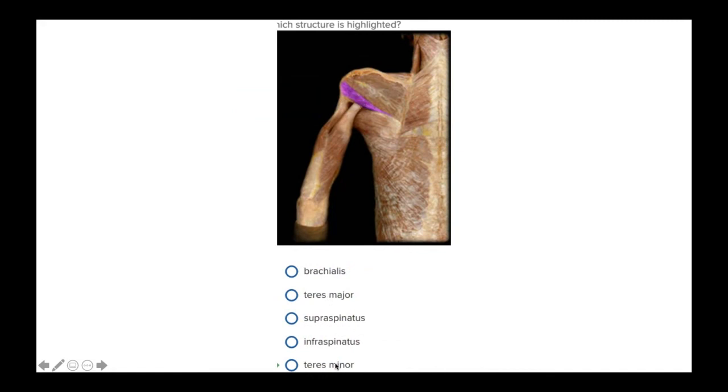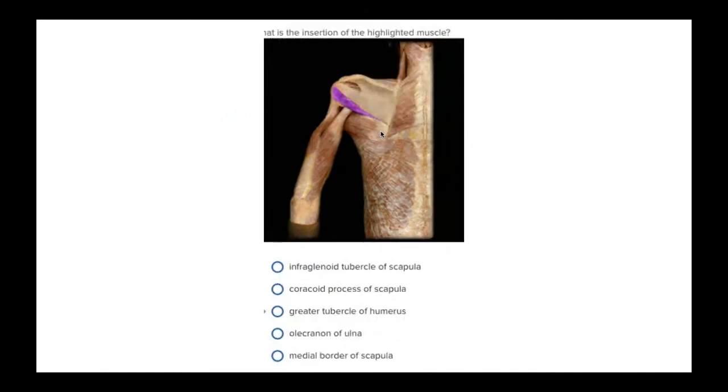So this one highlighted in purple is Teres Minor. If it was this one down more inferior, Teres Major. They're antagonistic, by the way, in action. So Teres Minor is an external rotator. Teres Major is a shoulder internal rotator, much like the Subscapularis.